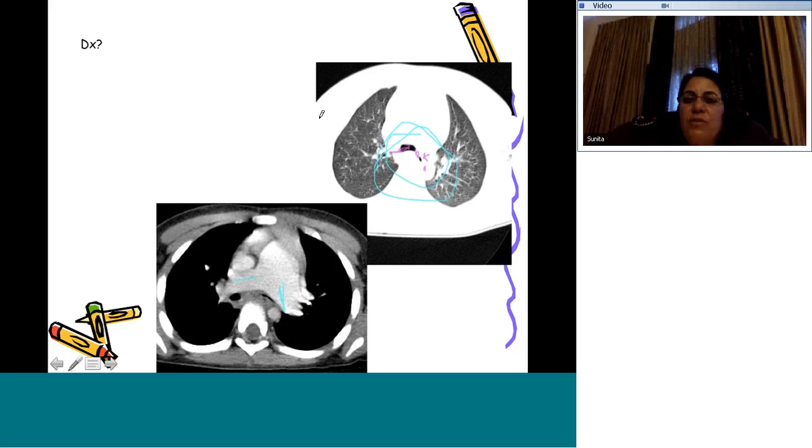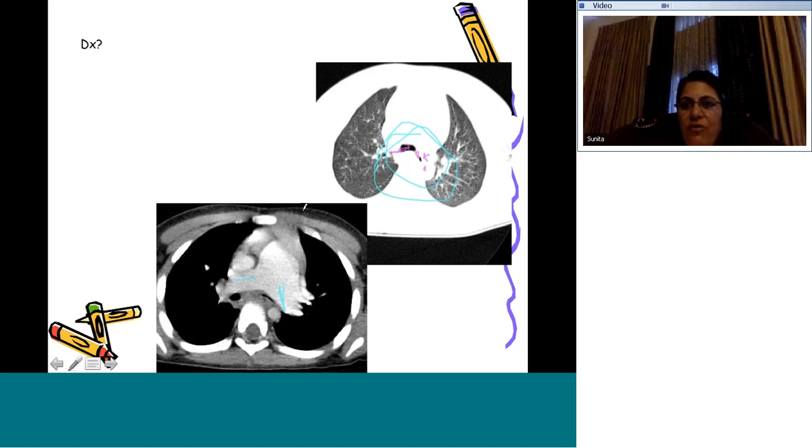So what is the treatment of TET absent valve? What is the surgical option with TET absent valve? RV to PA homograft, okay, and total surgical repair. What are you going to do? VSD closure, right?